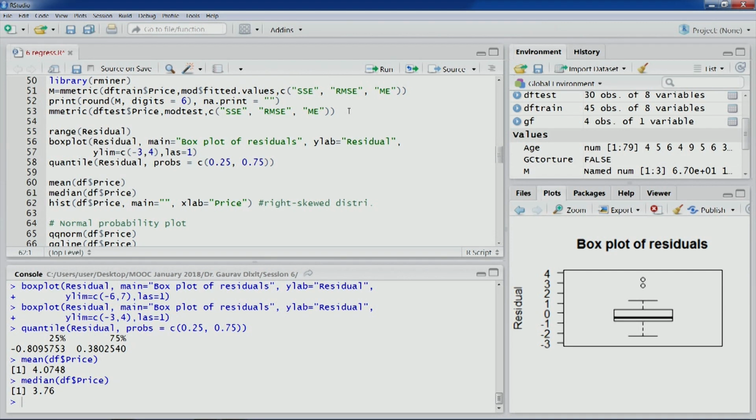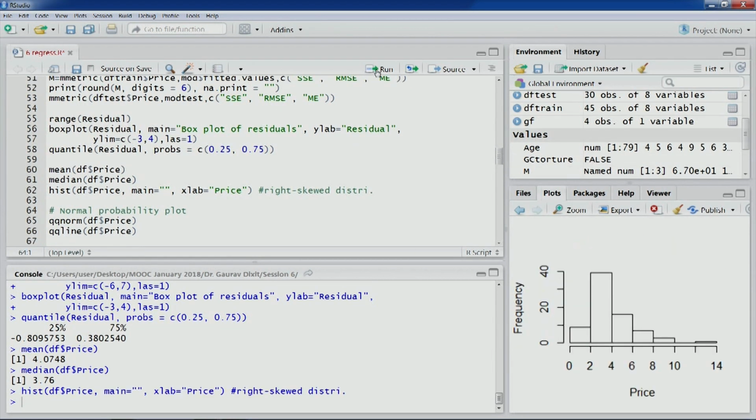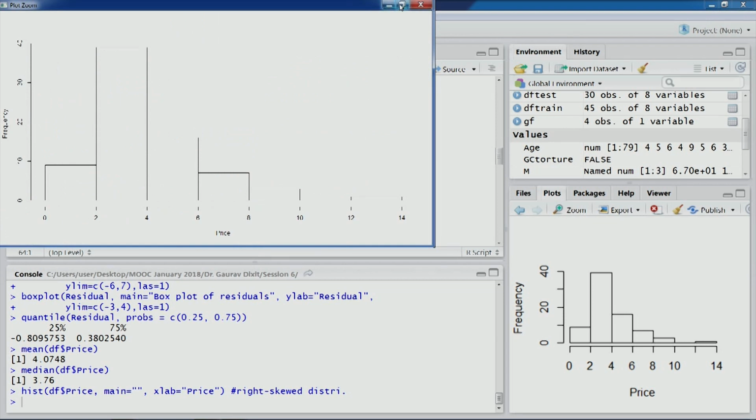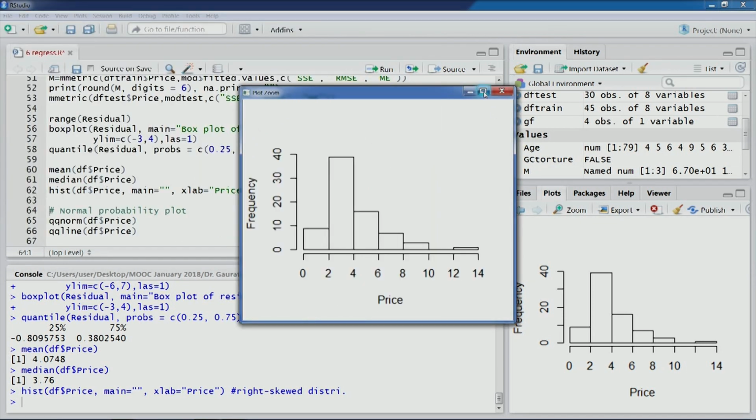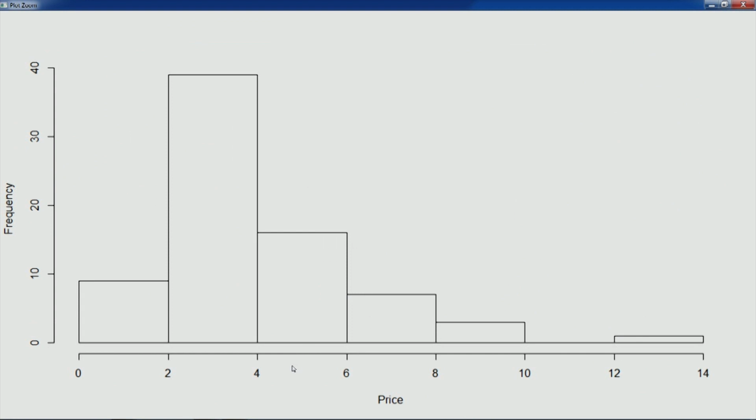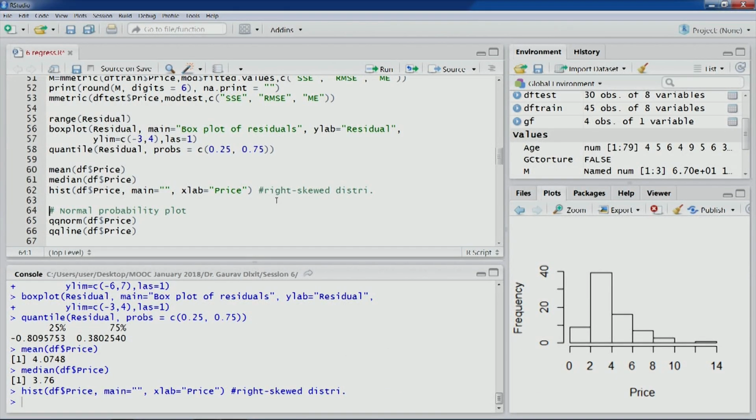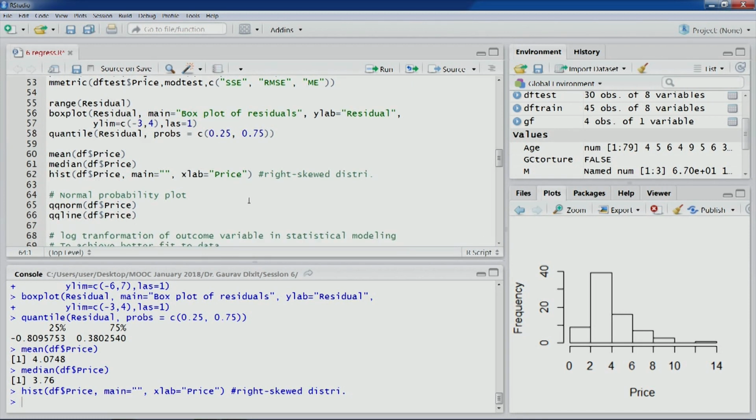Now we are going to plot a histogram on the outcome variable. The outcome variable is the price. So let's plot this, and you can see the skewness. This seems to be clearly a right skewed distribution. So we can again confirm the same thing using a few different plots.